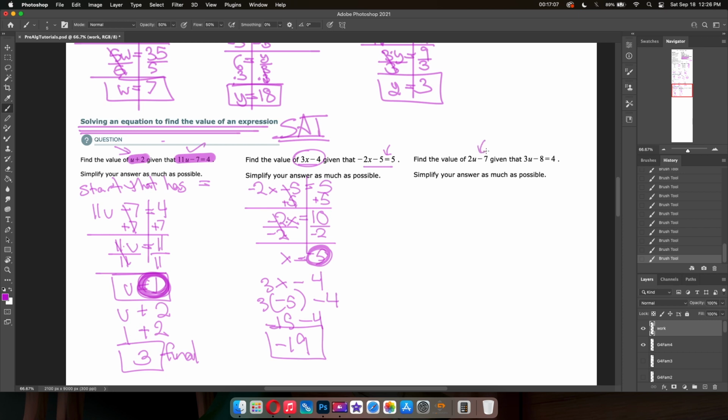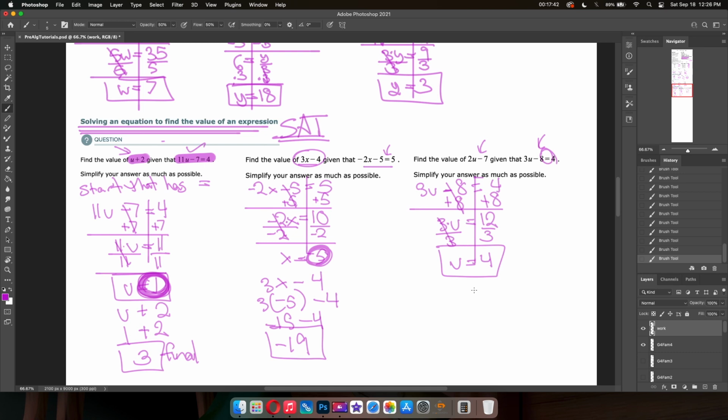Last one, we have this choice and this choice. That's the one with the equal sign, so that's what we'll do first. 3u minus 8 equals 4. The minus 8 is what we undo first, so the opposite of subtraction is addition. What we do to one side, we do to the other. 3u drops down. 4 plus 8 is 12. This is multiplication. The opposite of multiplication is division, so divide by 3. Divide by 3, u equals 4.